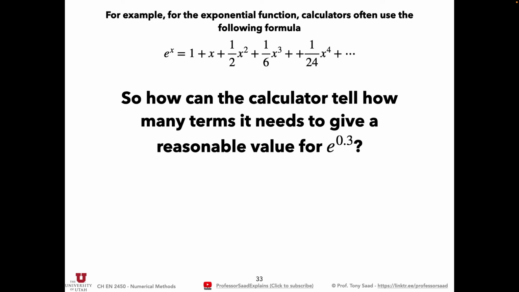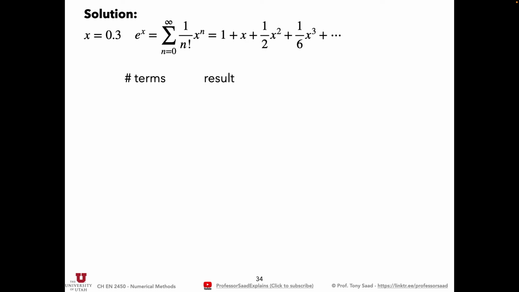Okay, let's try it out and see what the calculator is doing. We're going to assume that the calculator is using this formula for the exponential. Other formulas are similar; they just converge a little bit faster. If you've done calculus, you might have heard of convergent series. The Taylor series is a convergent series. The more terms you add, the terms are successively smaller, but they converge to the true value eventually. So I'm going to evaluate e to the 0.3 term by term. First I'm going to start with one term and see the answer, then 2 terms, and then 3 terms, and so on.